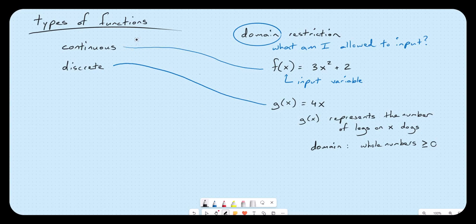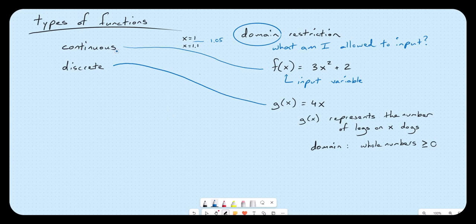A continuous function then is one where, for any two numbers that I can plug into the function, I can plug in another in between. So if I can plug in x equals 1 and I can plug in x equals 2, then I can plug in a value in between, x equals 1.5. Or if I can plug in x equals 1 and that's fine, and I can plug in x equals 1.1 and that's fine, then I have to be able to plug in a number between these. So like x equals 1.05 has to be able to work also.